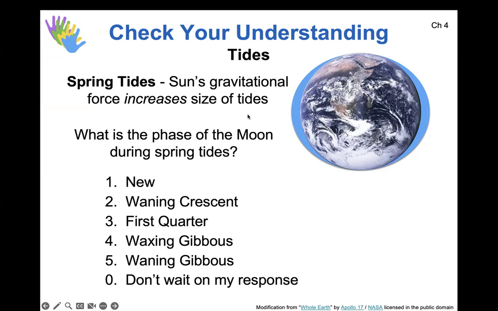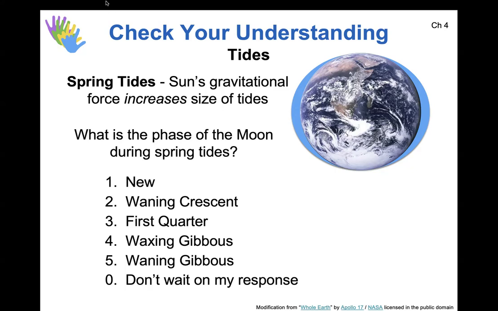I've got a vote for first quarter, new, waxing gibbous. Denise, what zero? I haven't seen that. Oh, change it to one. New. All right. So I decided that. You did have a guess. All right. One's got the most votes so far.